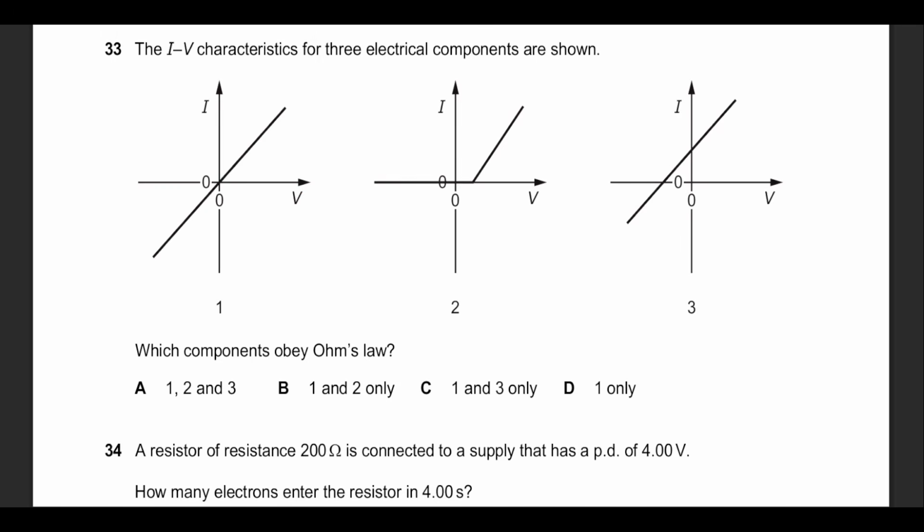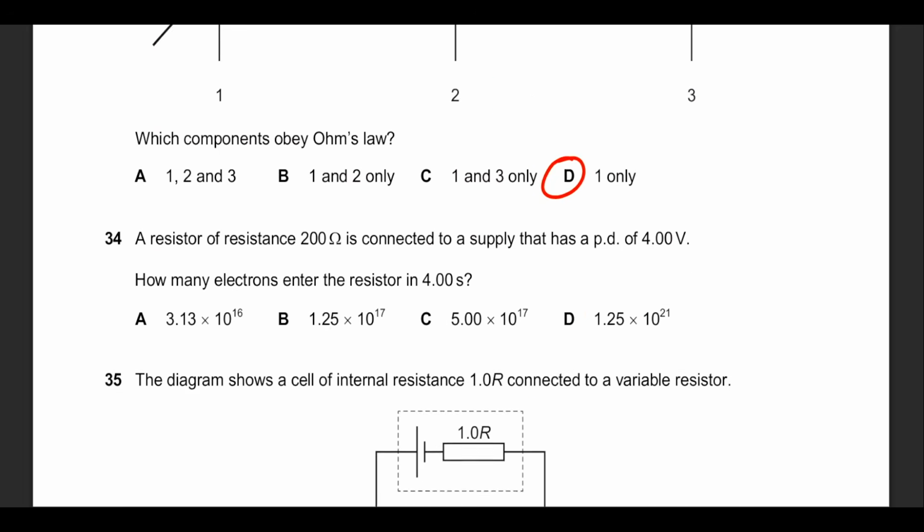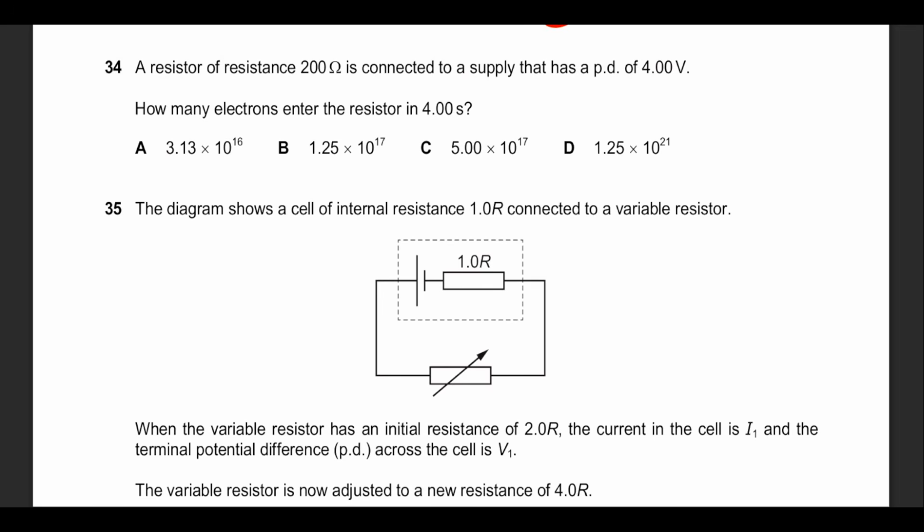Question number 33. He says IV characteristics are given, which obeys Ohm's law. This one does not, and this is going to be the behavior of a diode. This is the threshold voltage when it switches on, when it's forward biased. And I'm not sure what component this is, but this is not obeying Ohm's law. It should be passing through the origin with a straight line. So option D only.